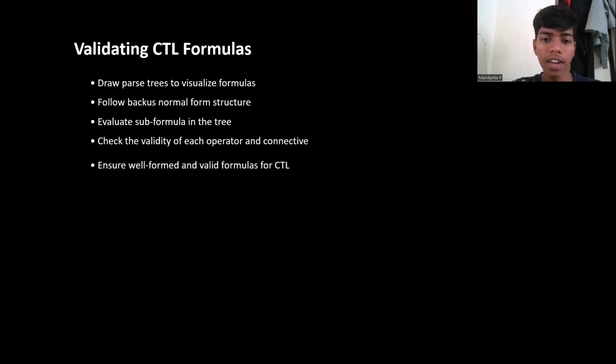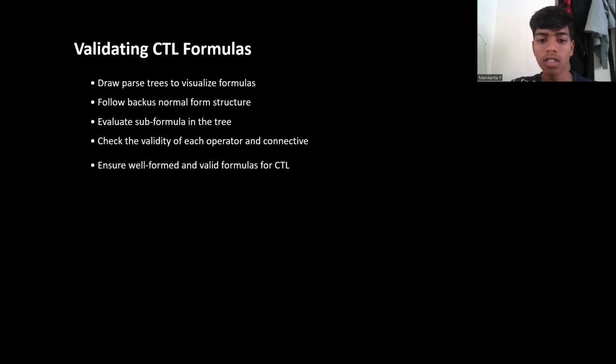Fourth one is check the validity of each operator connected. CTL provides various operators and connectives such as AND or NOT, whereas AX, EX, AG, EG, etc. are the special symbols. Now, fifth one is ensure well-formed and valid formulas for CTL.